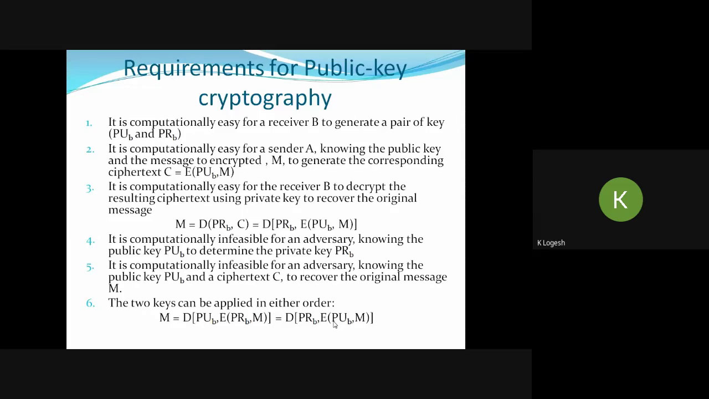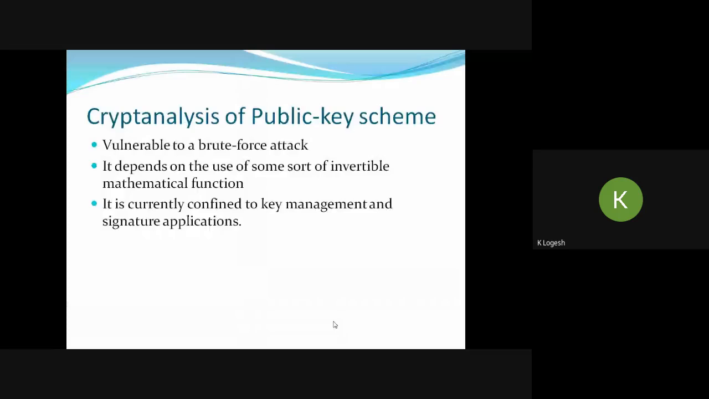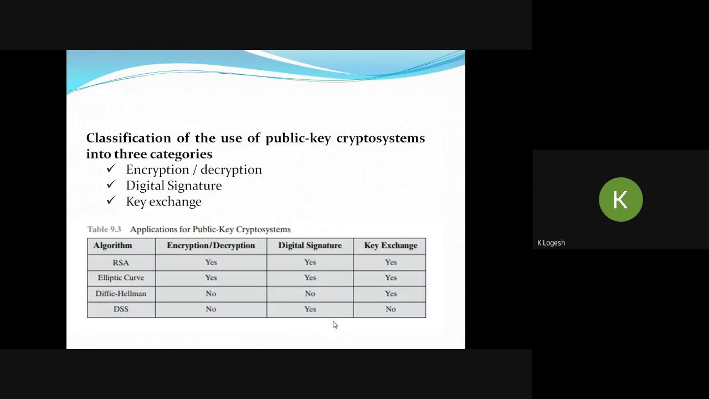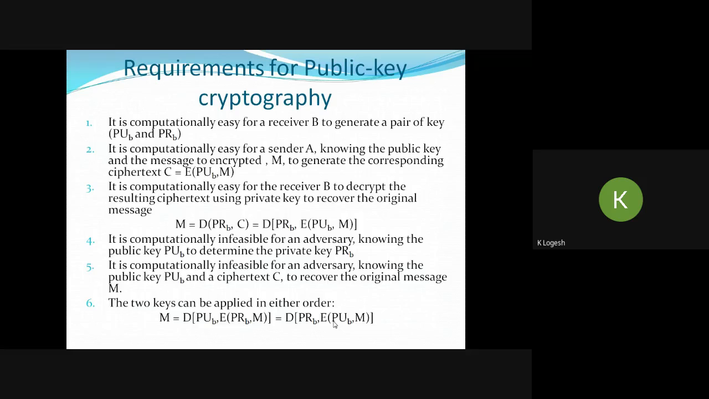So what happened? Decryption with PUB. First he applies B's public key to the message already encrypted with B's private key. So it is a digital signature concept. These are all the 6 requirements for implementing public key cryptography.